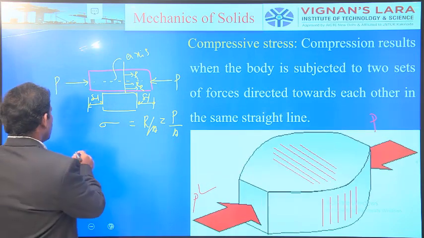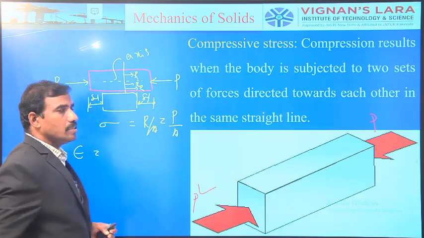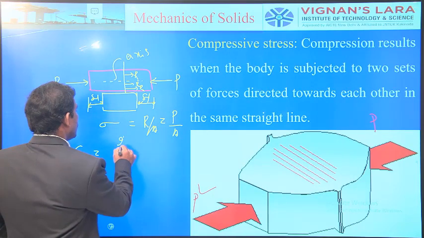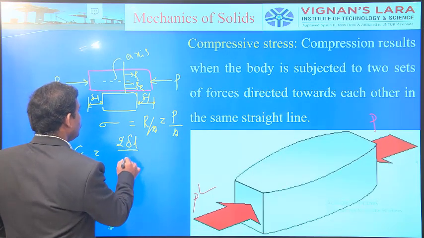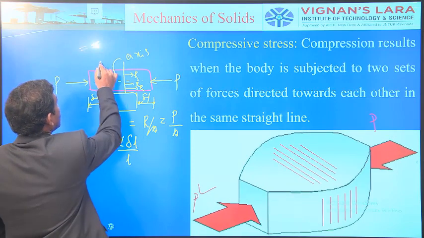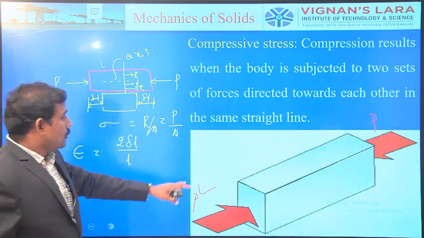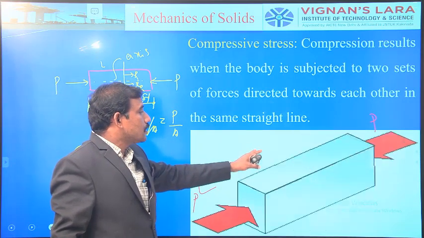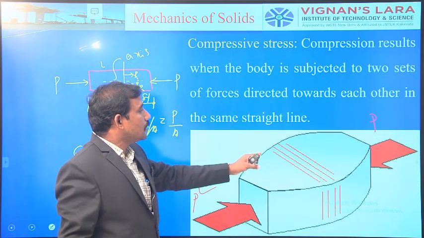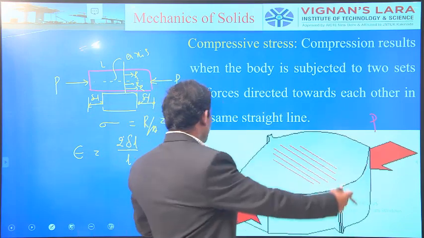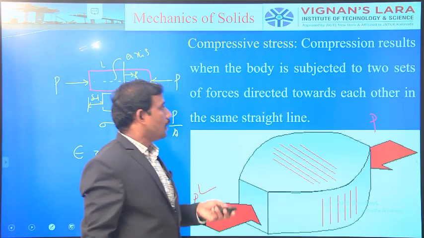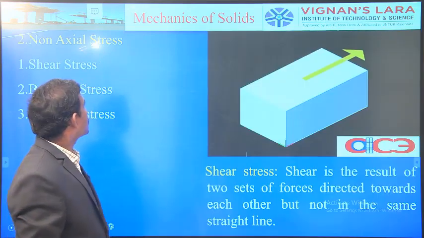What about the strain? The strain is the change in length due to the original length. What about the change in length? It is delta L by L, if the original length is L. So this animation shows the compressive stress induced and compressive strain induced due to the compressive forces of magnitude P applied axially.